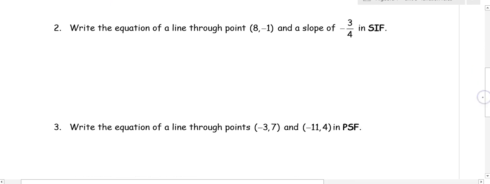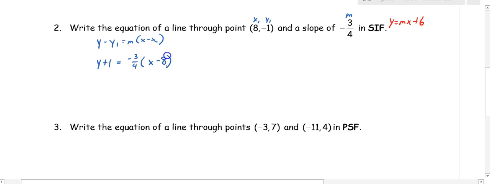In number 2, it says write the equation of the line through the point 8, -1 and a slope of -3/4 in slope-intercept form. So remember that slope-intercept form is y equals mx plus b, where b stands for the y-intercept. So right now we don't have the y-intercept, so what we're going to have to do is again start in point slope form. Y minus y1 equals m times x minus x1, and then move into slope-intercept form. So when I substitute, this is my x1, y1, and my m. So I'm going to have y plus 1 equals -3/4 times x minus 8.